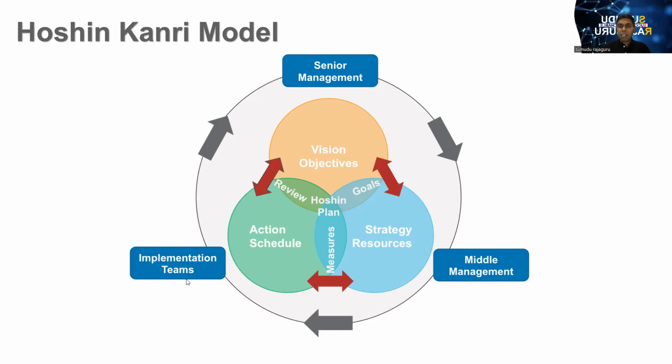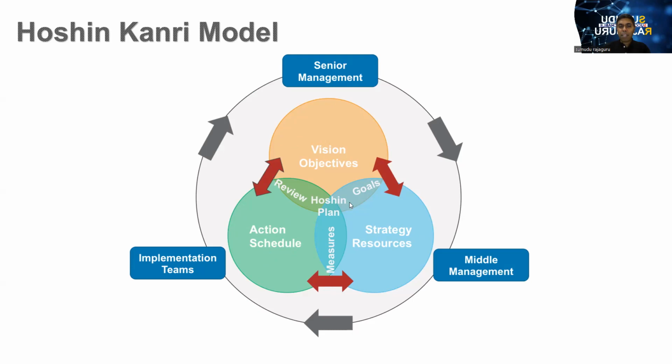Then the implementation team is responsible for taking the action and creating and executing the schedules. So: vision, objective, strategy and resources, and in between there can be some goals. When we talk about strategy and resource allocations, and then consider the actions and schedules, measures are there. For a particular vision and objective we are taking the action, which means we want to take the review. Those are the intersection points of each category.